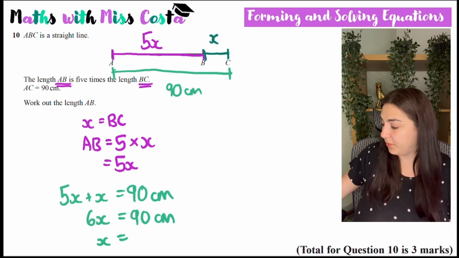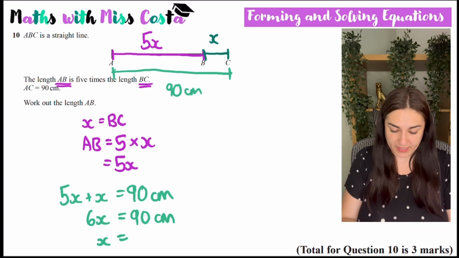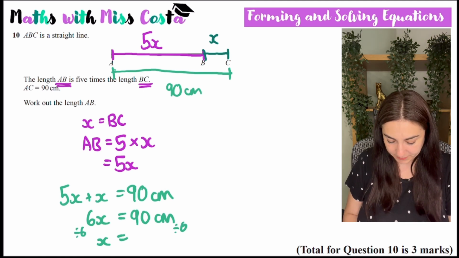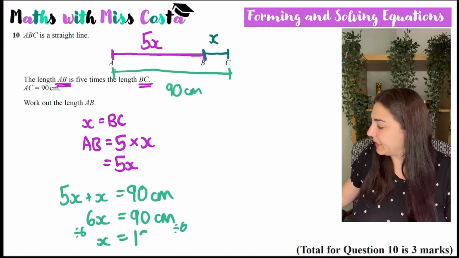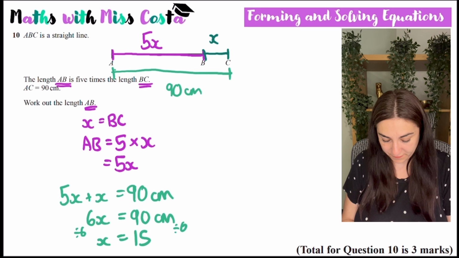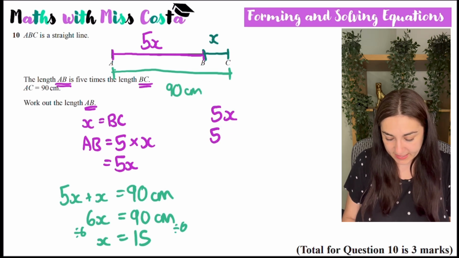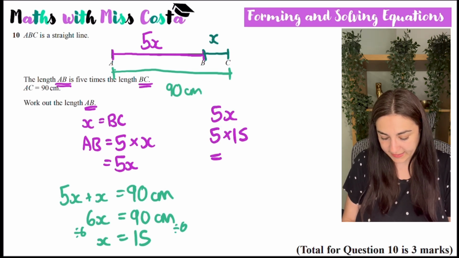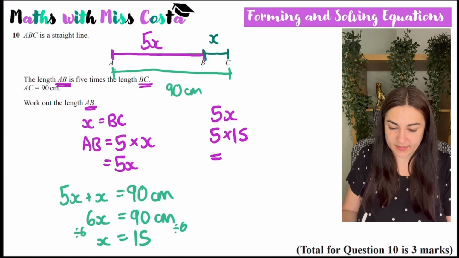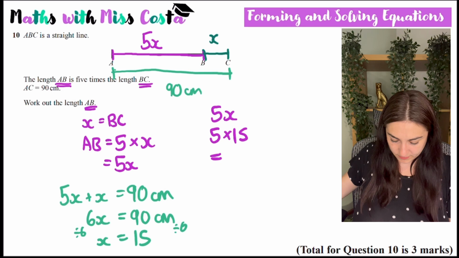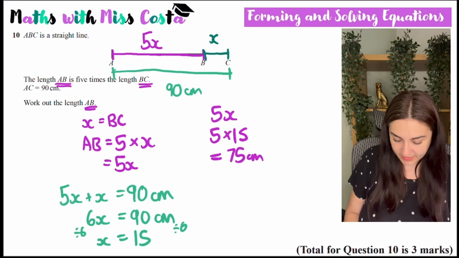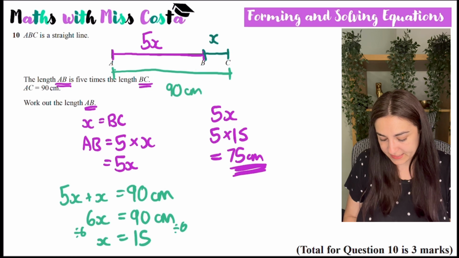So I could work out what x must be by doing 90 divided by 6. So I divide both sides by 6, and that gives me 15. So I know that x has a value of 15, and I know that AB is 5 lots of x. So I'm going to do 5 times 15, which is... Oh, no, 5 times 15 is 75. So the length of AB would be 75 centimetres.